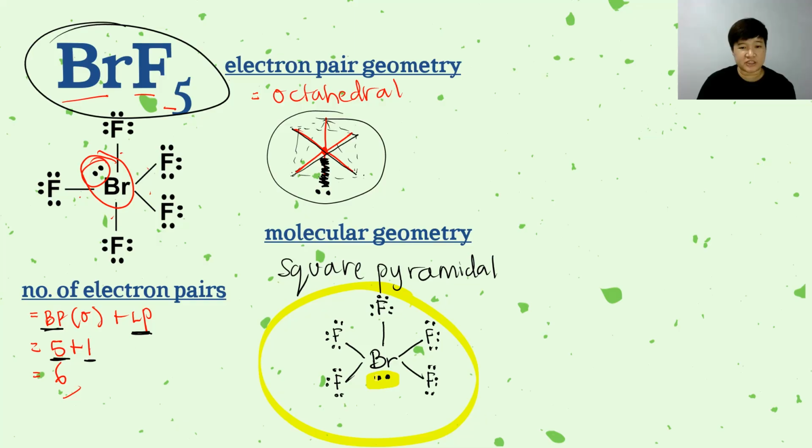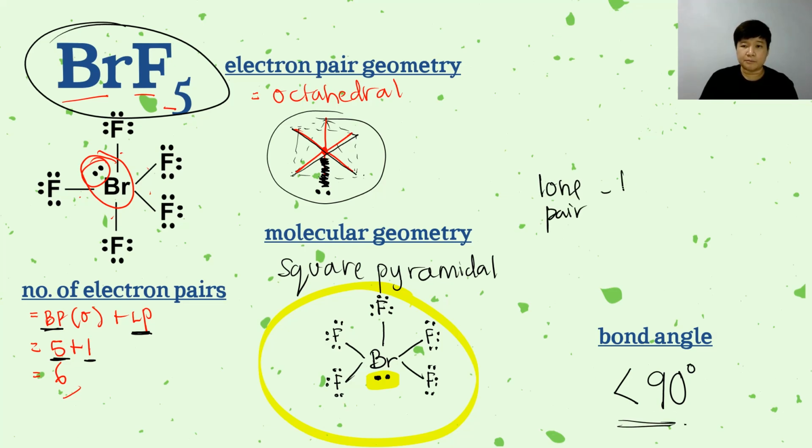Bear that in mind, the position of your lone pair is very important when you are drawing the correct molecular geometry. Okay? And what would be the bond angle? The bond angle will be less than 90 degrees, because the lone pair has strong repulsion and will push the bonds closer to each other. That's why the bond angle becomes less than 90 due to lone pair, bonding pair repulsion.